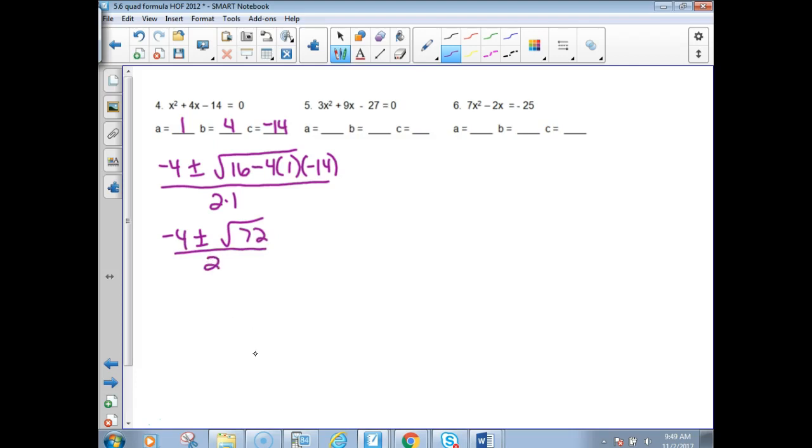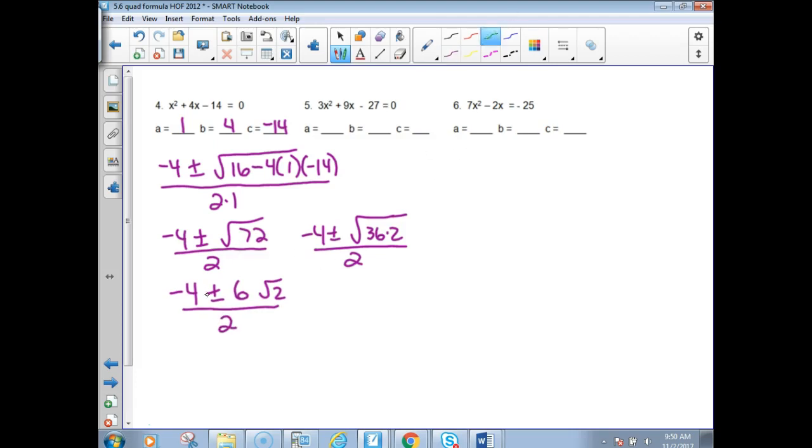All right, now 72 has a perfect square that divides into it. What's the biggest one? Not 9. 36. Okay. So we need to break that down. 36 times 2 is 72. Always want to check if you cut it in half, if that's a perfect square number. All right, now we have more work to do because we're going to take the square root of the 36, bring it out. That's 6 root 2. And that's all over 2.